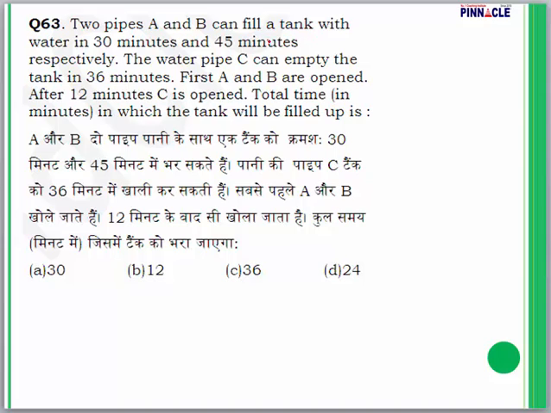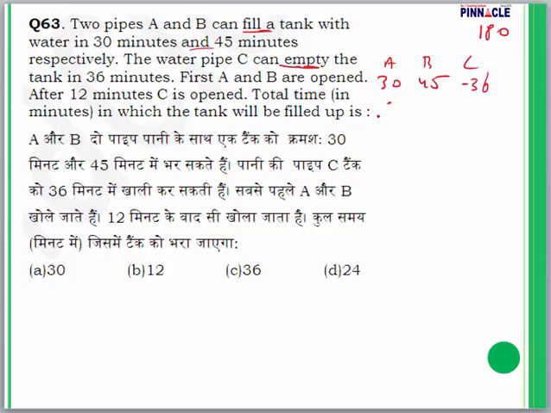Now, two pipes A and B can fill the tank in 30 and 45 minutes. These are filling. Pipe C can empty in 36 minutes, this is emptying, so you can write it with a negative sign. So take total capacity as the LCM, that is 180 units.